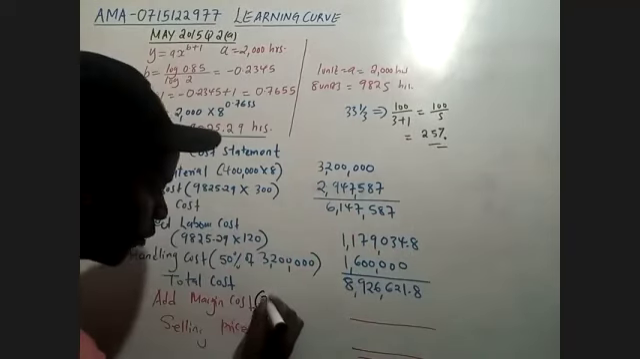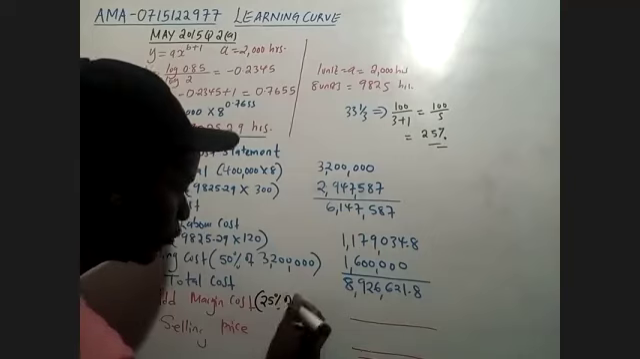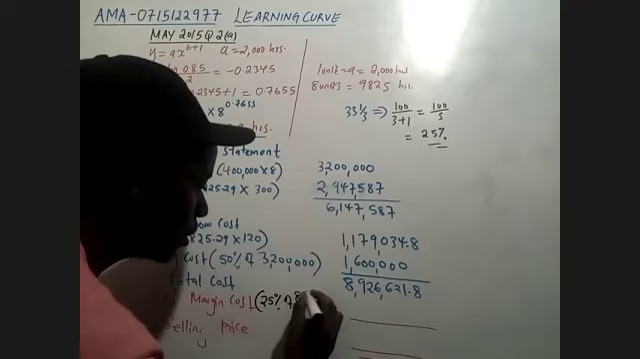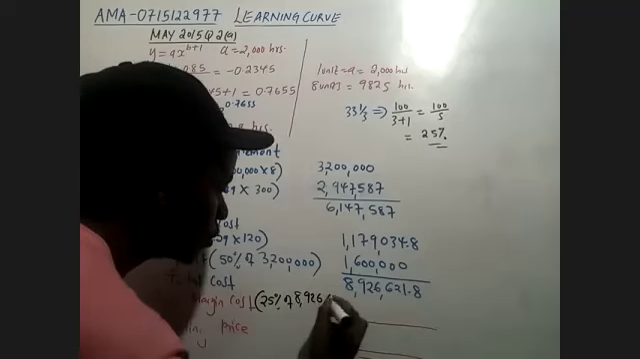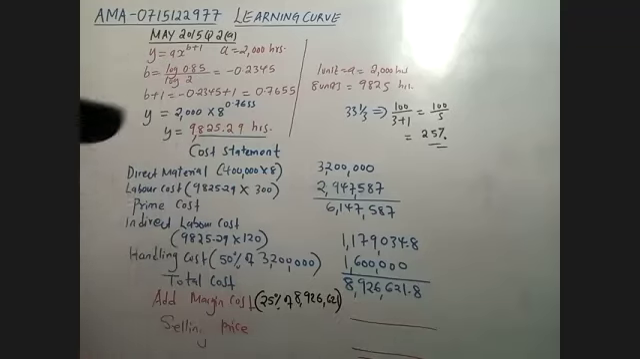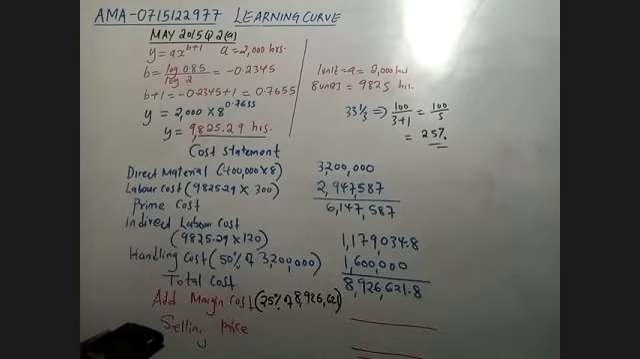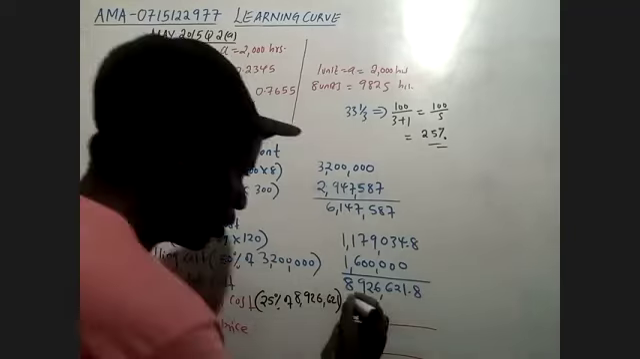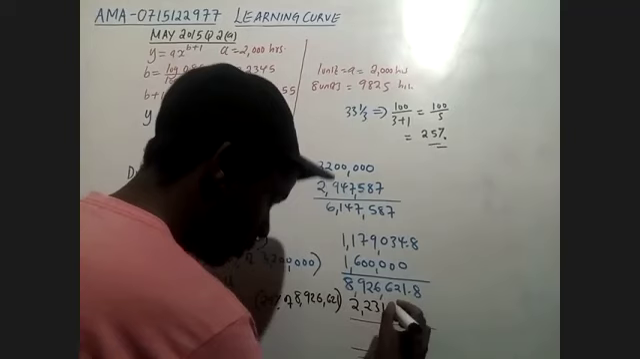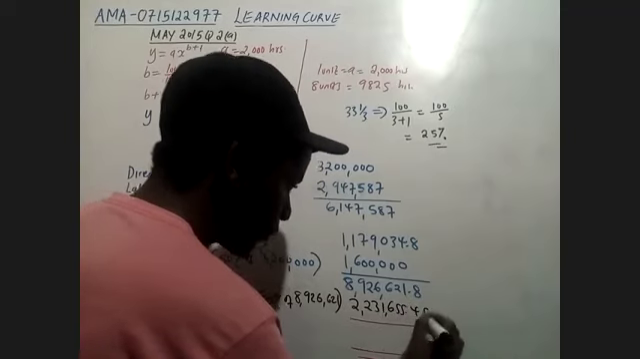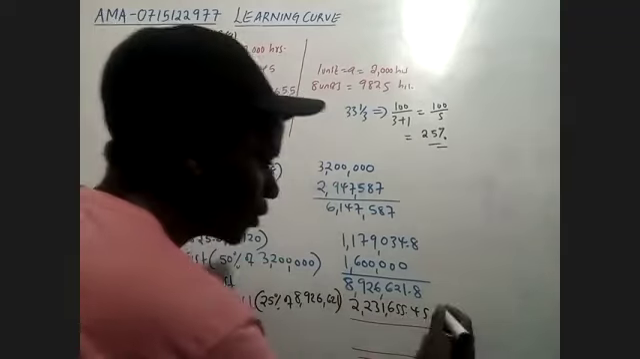Let me show you. So itakuwa 25% of 8,926,621. Itakuwa ngapi? So 0.25 times 8,926,621.8. Itakuwa ni 2,231,655.45. So profit yake, so this is the profit in short.